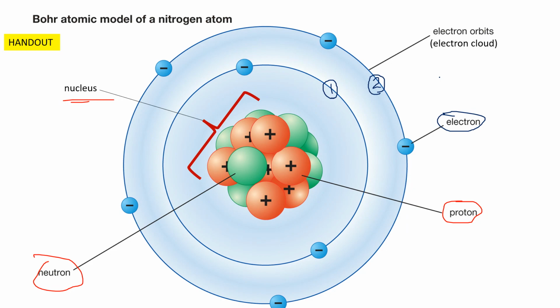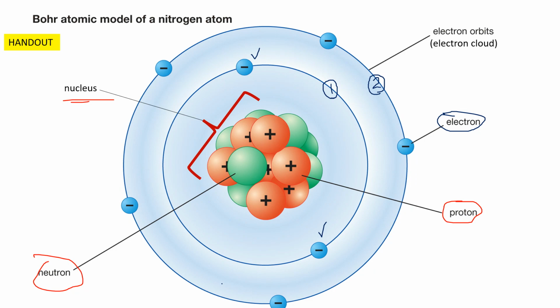So orbit number 1 just happens to only be able to hold 2 electrons. It's just that small. It can't hold any more. I don't care what atom you're looking at. I realize that all atoms are different sizes, but it doesn't matter which one. The first orbit can only hold 2 electrons, period. The second orbit can hold a maximum of 8. Now, this one doesn't have 8 electrons in it, but it could hold up to 8. And then the third can hold up to 18. And that's as far as we're going to go.